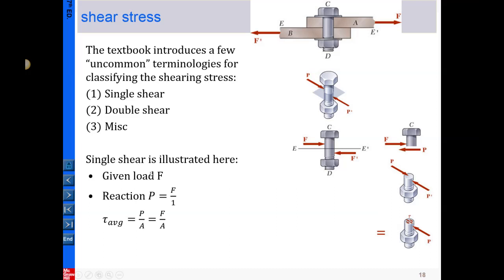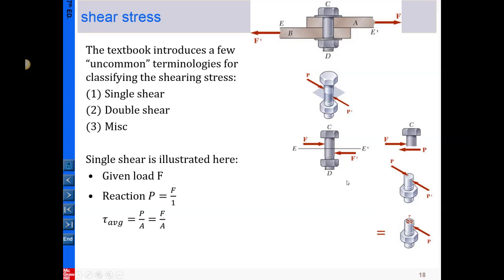So that's the procedure. Once you determine the magnitude of the force, and then once you determine the cross-sectional area, you can determine the magnitude of the stress. And here in our textbook, they come up with a few terminologies called single shear, double shear, and even triple shear, depending on the situation. So in addition to knowing how to calculate the magnitude of the shear stress, in the following two slides, I also want to define single shear and double shear.